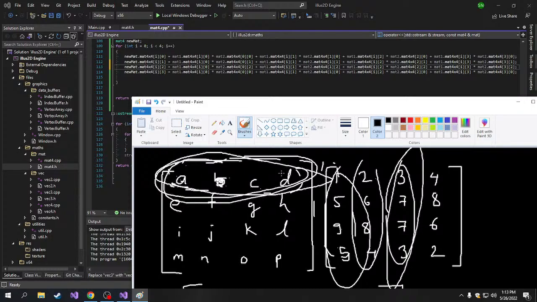I'm completely lost again. 0, mat 0 1. So mat 0 0, mat 0 1, mat i 0. Okay, so 0 1 2. For this mat i 1. Why is it i 1?